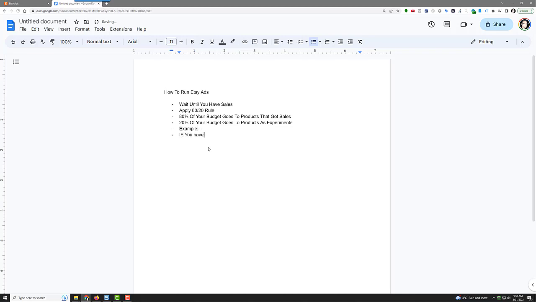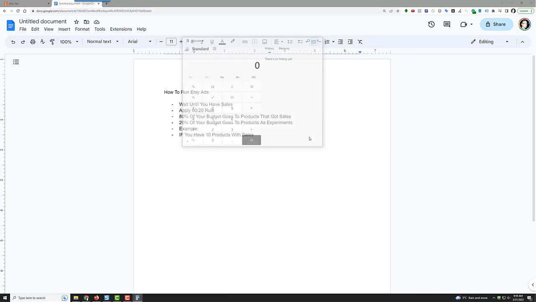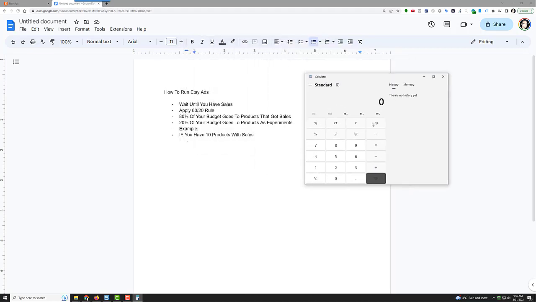So for example, if you have 10 products with sales, then take your calculator out and you have a $1 budget, then you go, well, whatever the budget is. You can run more if you want.